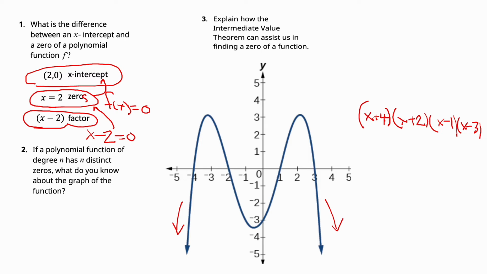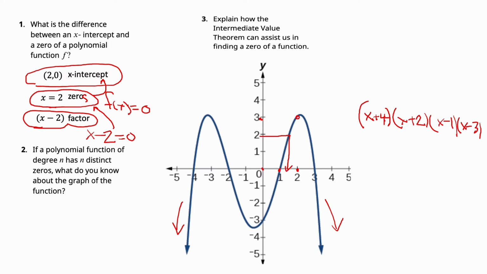Explain how the intermediate value theorem can assist finding the zeros of a function. Now, the intermediate value theorem says that if you take any two numbers, like if I take f of 1 and f of 2 and I have a continuous function, what it says is that if I take any number between f of 1, which is this one, and f of 2, which is that one, there has to be something between 1 and 2 that gives me that value.